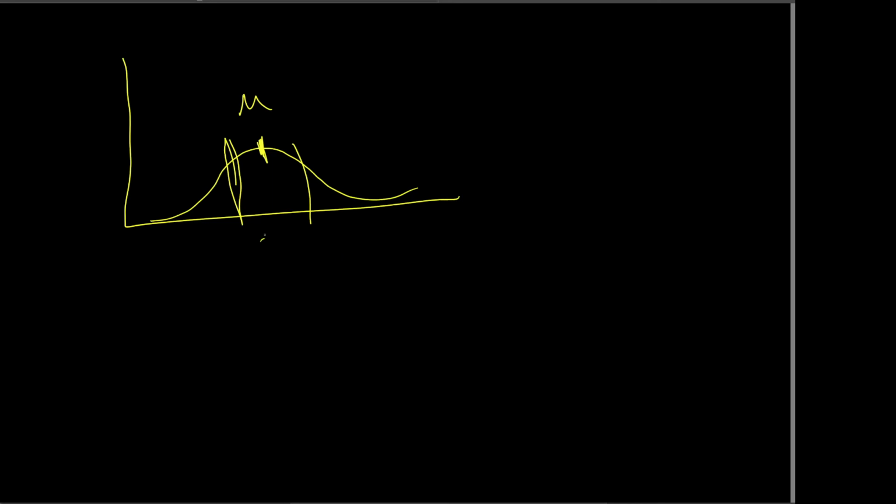Well, 50% of the stuff is before and 50% is after, because this is a symmetrical curve. Because it's a symmetrical distribution, the mean, median, and mode are in the same place. Being the median, 50% of the stuff is before and 50% is after.